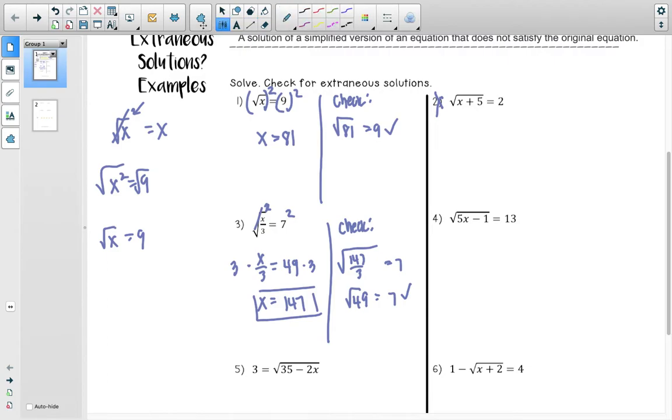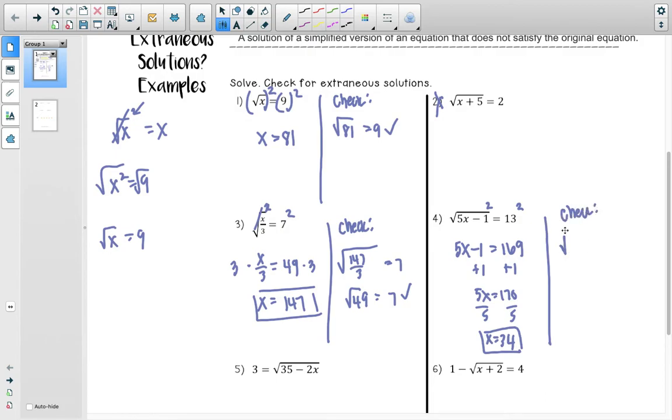All right, same thing. We want to get rid of the square root, so we're going to square both sides. So that gives us 5x minus 1 equals, and 13 squared is 169. To solve this, we have to add the 1 over since it's subtracting, and that gets us 170. And then we're dividing by 5 because it's multiplied. And 170 divided by 5 is 34. So that's the answer we're getting. So then we check it.